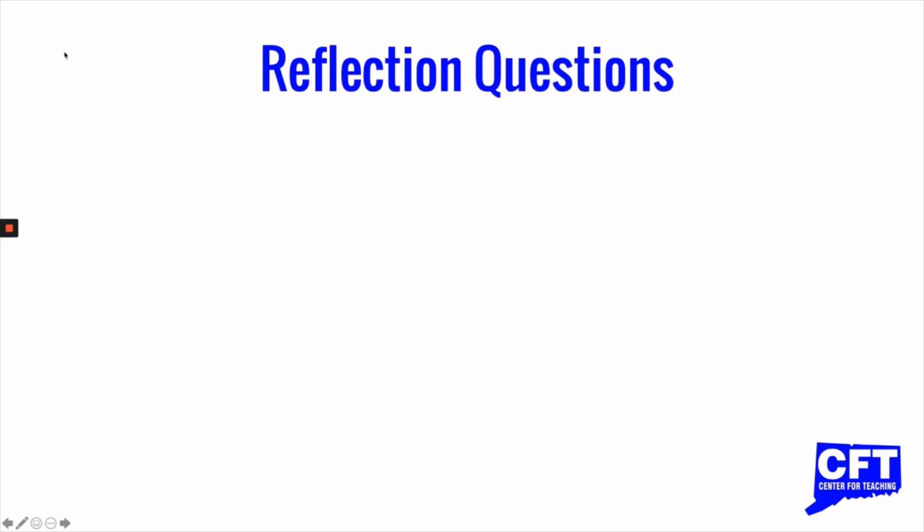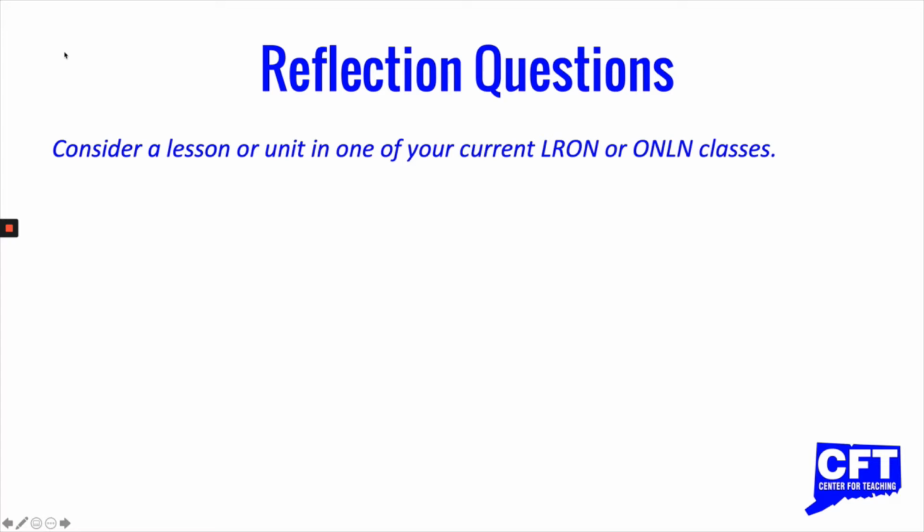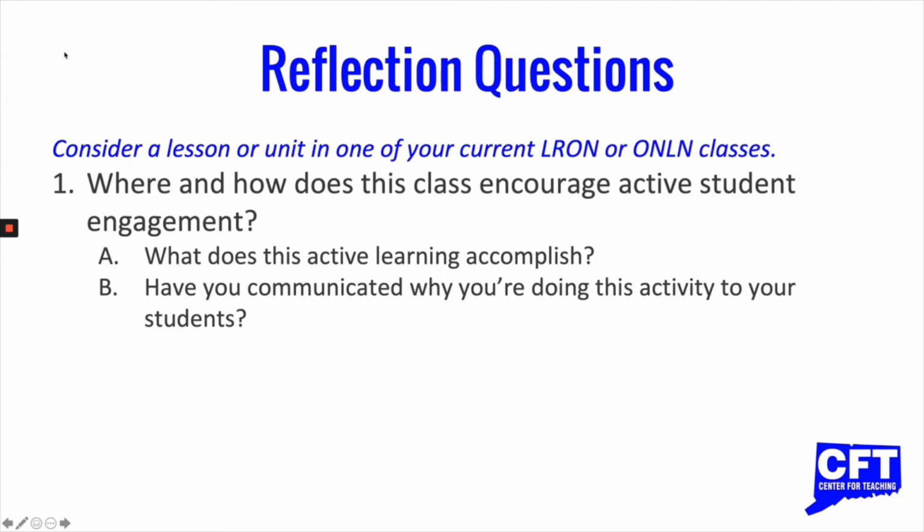So as we wrap up our work with this episode, engaging and energizing your online classes, we'd like to give you a chance to do some active learning. Consider a lesson or unit in one of your current LRON or online classes, so synchronous class or asynchronous class. And with that lesson or unit in mind, or maybe in front of you, ask yourself, where and how does this particular class session, this unit, this lesson, encourage active student engagement? What's the purpose of that active learning? What does it accomplish? And have you communicated that to your students? Do they know why you're doing this activity?